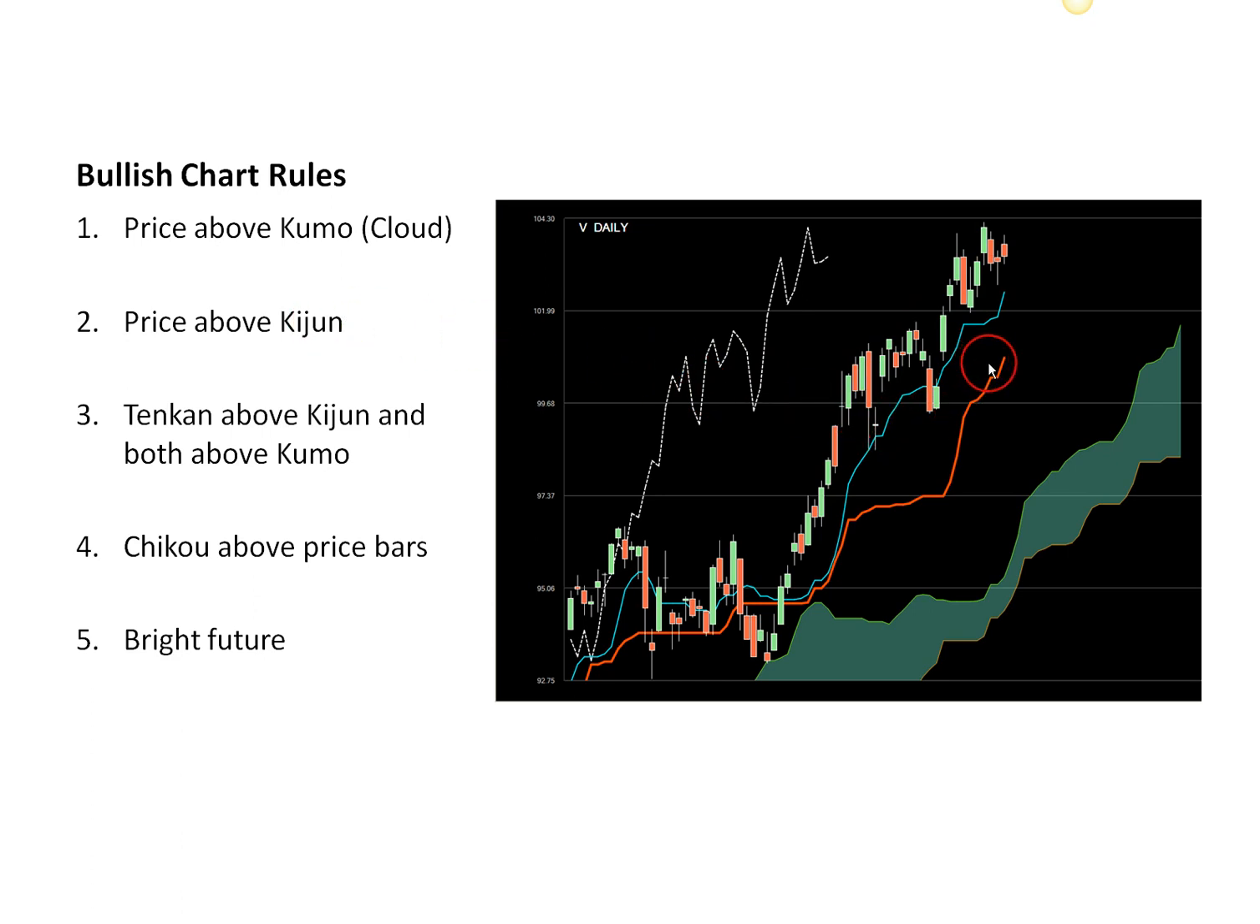price bars above the Kijun, and we're talking about the last bar, the most recent bar. We want the Tenkan Sen above the Kijun Sen, which it is here, and we want the Chikou above the price bars, preferably out of the cloud, but definitely above the price bars. And we want a bright future. To determine the future, you look at the far right side of the chart and see if the cloud is green or brown, that's the bright or bearish future.